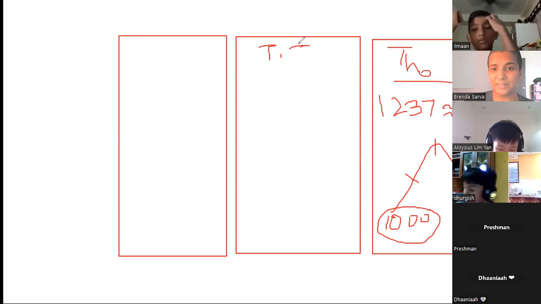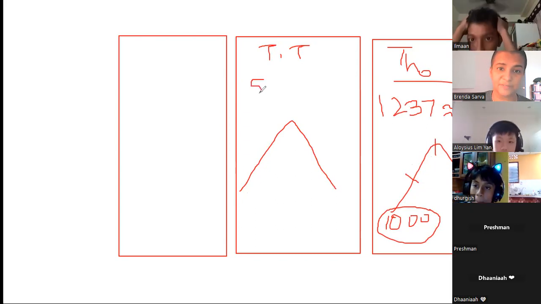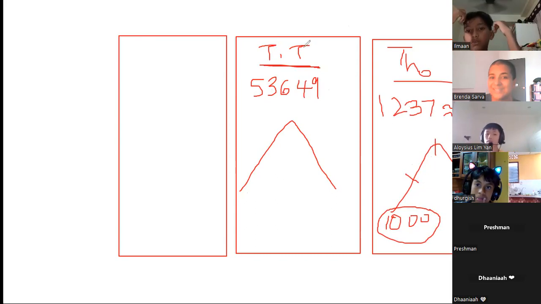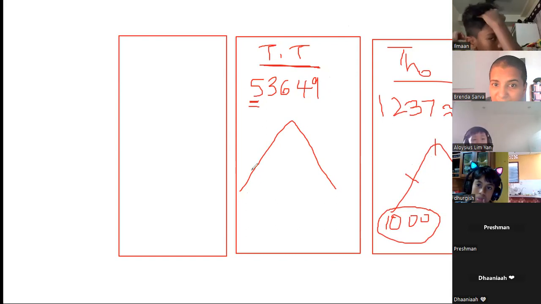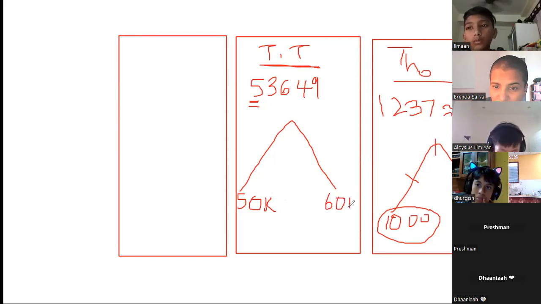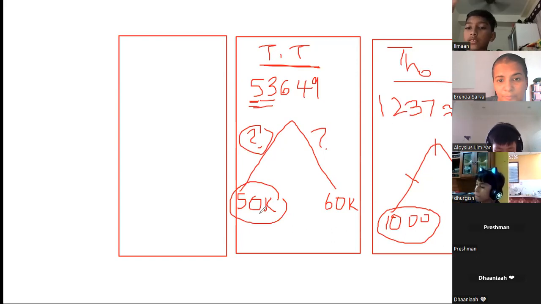Now, what if it's the hill of 10,000s? For example, your number is 53,649. Such a long number. But they want you to round off to the nearest 10,000. So you only look at the 10,000. The 10,000 is 50,000, so your hill will be 50,000 to 60,000. You must imagine your hill. So where is 53? Is it on the left or the right? The left, exactly. So left means where will you go? 50,000.